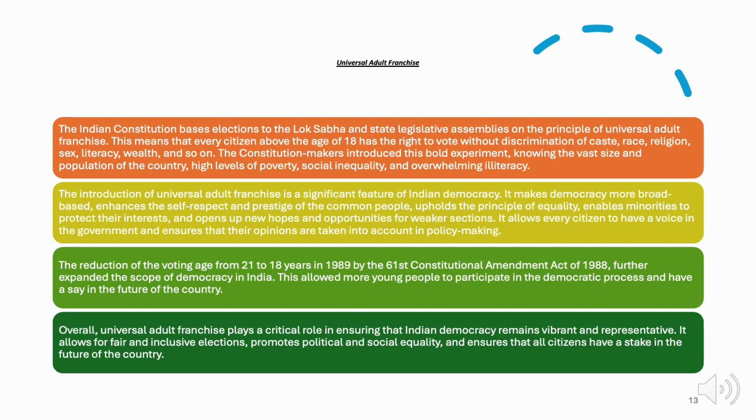The reduction of the voting age from 21 to 18 years in 1989 by the 61st Constitutional Amendment Act of 1988 further expanded the scope of democracy in India. This allowed more young people to participate in the democratic process and have a say in the future of the country. Overall, universal adult franchise plays a critical role in ensuring that Indian democracy remains vibrant and representative. It allows for fair and inclusive elections, promotes political and social equality, and ensures that all citizens have a stake in the future of the country.